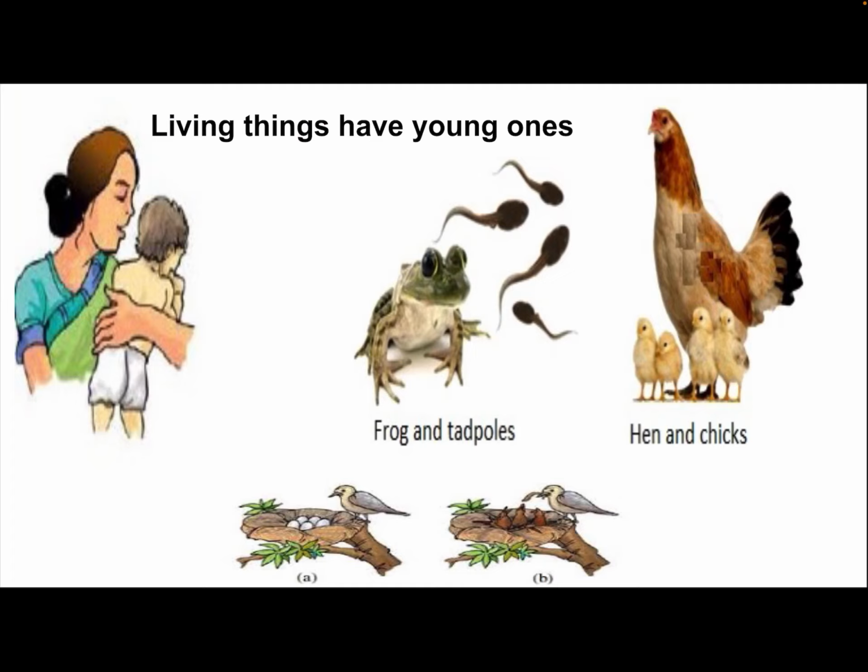Now living things have young ones. Human beings and many animals give birth to young ones. Some animals like frog, hen, lay eggs and young ones hatch from these eggs. Most plants grow from seeds, and non-living things do not give birth to young ones. So these were the differences between the living and the non-living things. I hope children, you have understood this lesson very well.